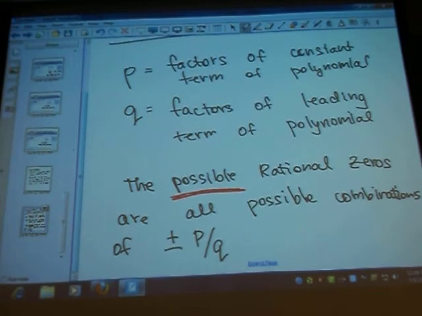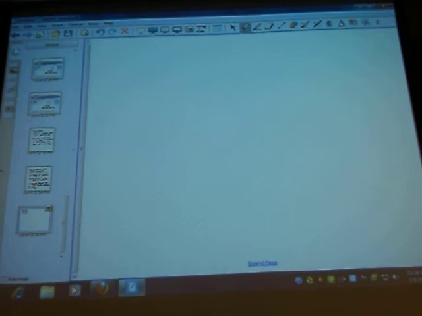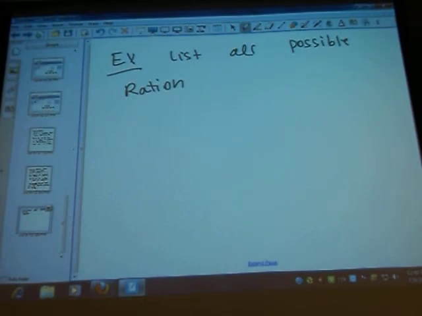Okay, let's do an example, because this sounds kind of weird, right? Yeah. You guys, so that's your example page, your sample page, separate page. Now was that P over Q? P over Q, plus or minus. Thank you.